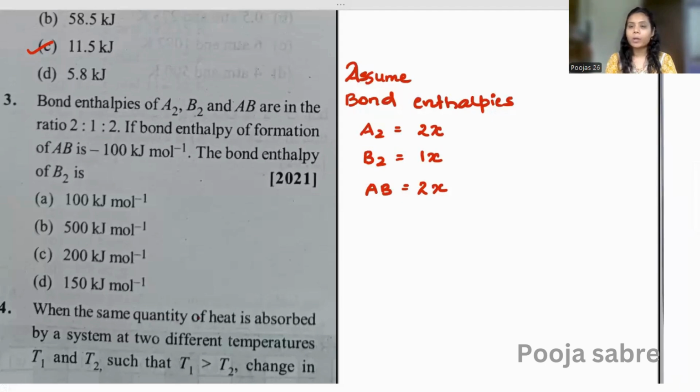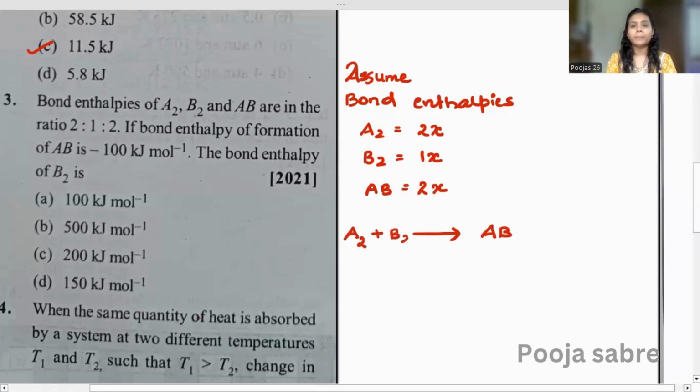Next thing is the bond enthalpy of formation of AB, which is given. So how can we write the bond enthalpy of formation of AB? This is the reaction. For the formation of AB, we have to write AB here. And where does this AB come from? Definitely it is formed from A2 and B2.